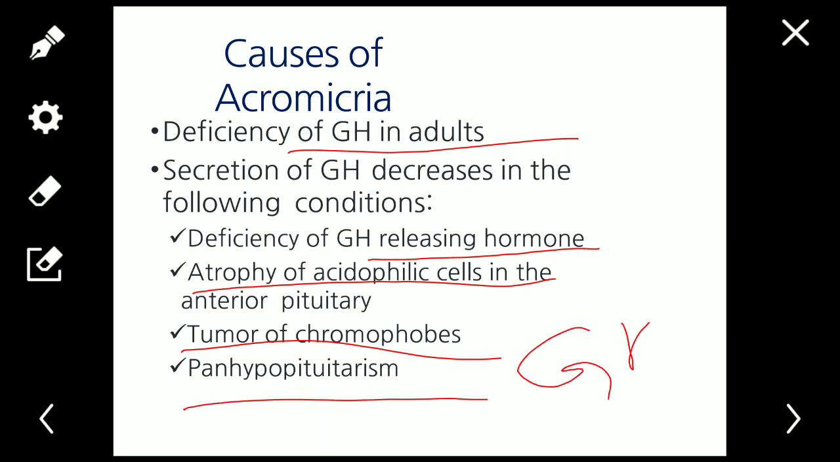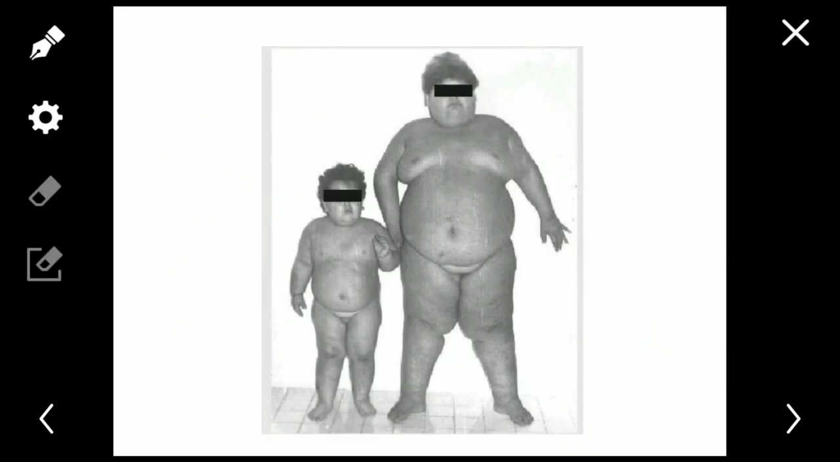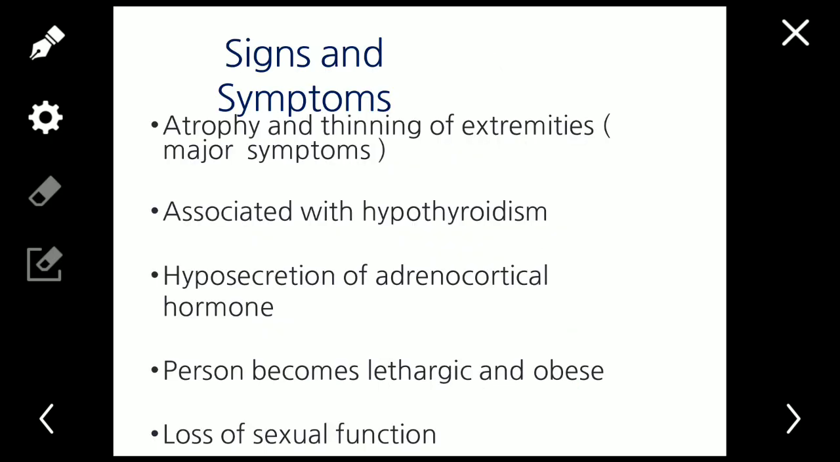In adults, GH will decrease, which leads to atrophic extremities. So this is acromicria, the opposite of acromegaly. Atrophy and thinning of the extremities is associated with hypothyroidism because it is associated with panhypopituitarism.